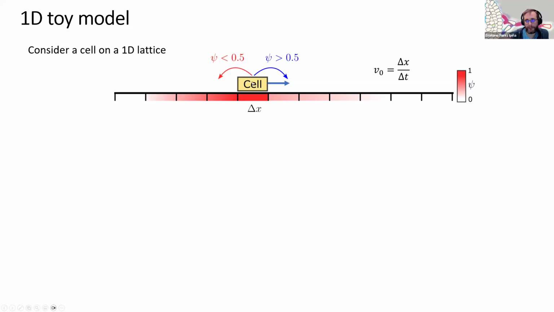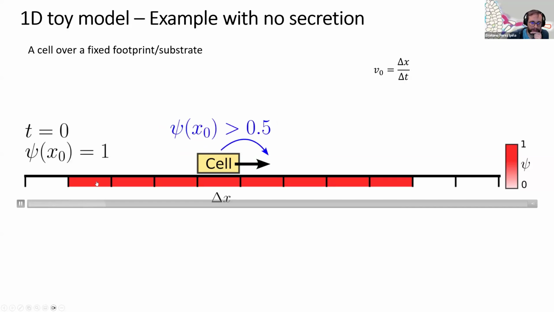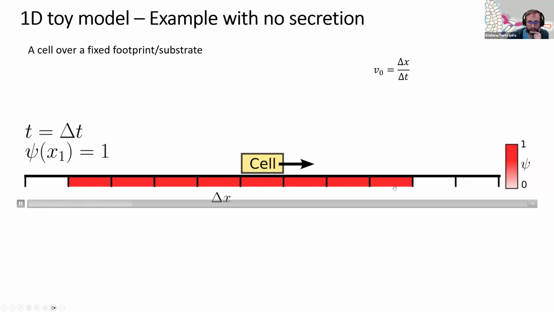So the cell is moving to the right, and at each time it's going to ask the question: is the footprint larger than 0.5? If the answer is yes, it's going to move to the right. If the answer is no, it's going to move to the previous side. To illustrate how this works, this is an example where the footprint is equal to 1 all over this red region, and there is no footprint otherwise.